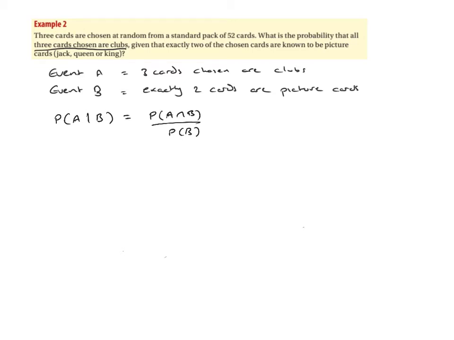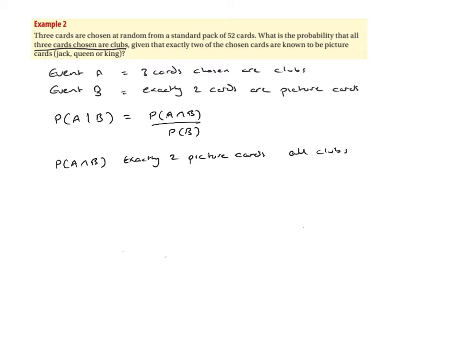So let's do the intersection first. So we've got the probability of A intersection B. Okay, so the probability of A intersection B is exactly 2 picture cards and all are clubs. So it's exactly 2 picture cards. Okay, and I'll just put all clubs here as well. So now we're going to work that out. Let's have a think about that.